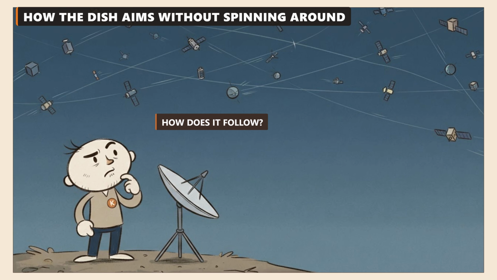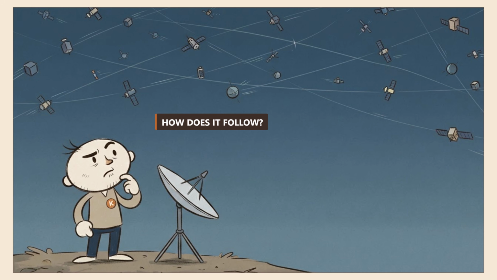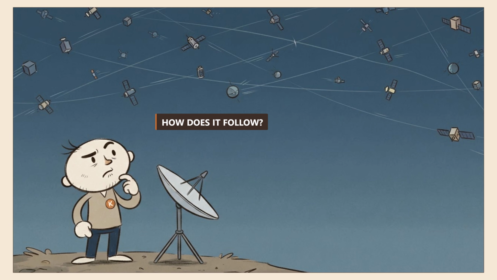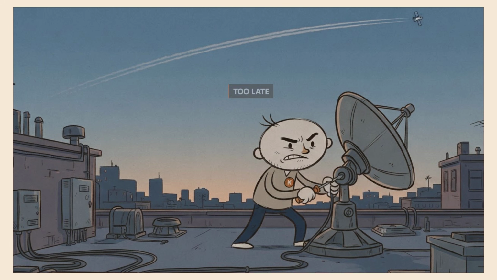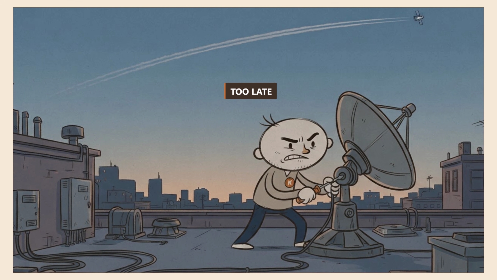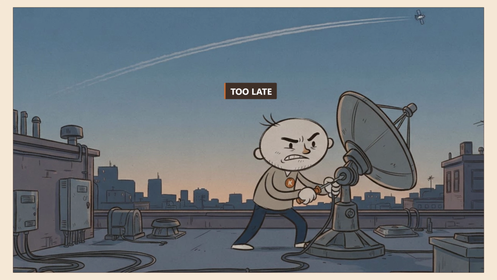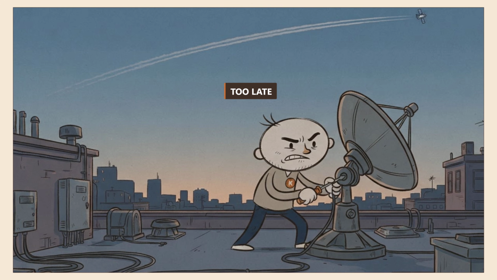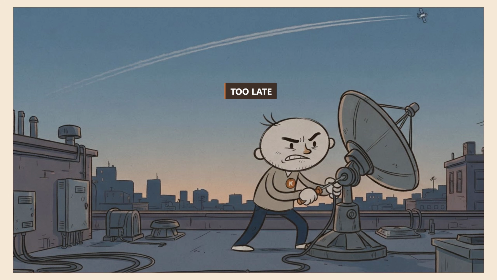Now comes the clever part. How does a flat dish follow satellites, moving rapidly across the sky? Kirac could stand on the roof and turn it by hand, but the satellite would disappear before he found the correct screwdriver. Starlink uses a phased array antenna.